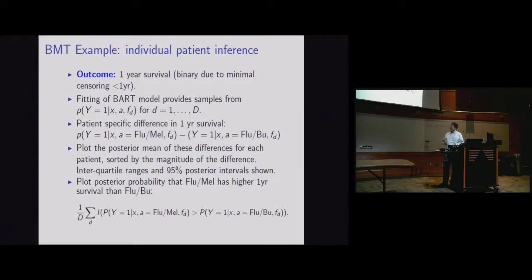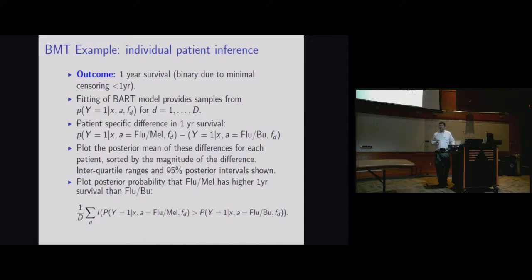And we can plot the posterior mean of these differences for each patient, and that's what you're going to see on the next page here. I sorted it by the magnitude of those differences, so it's what we call a waterfall plot. You'll see those mean differences go steadily down.